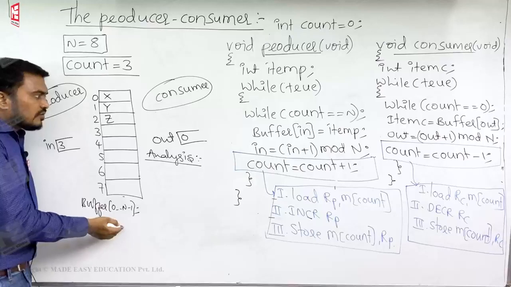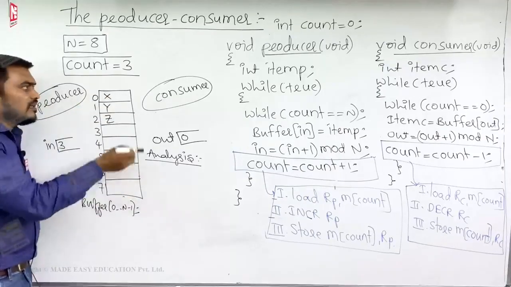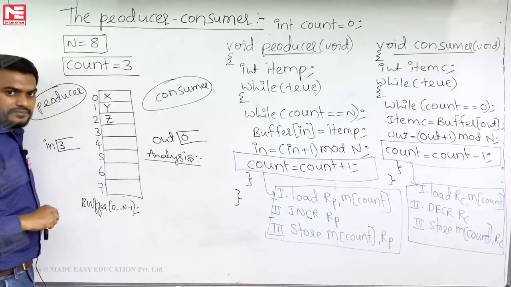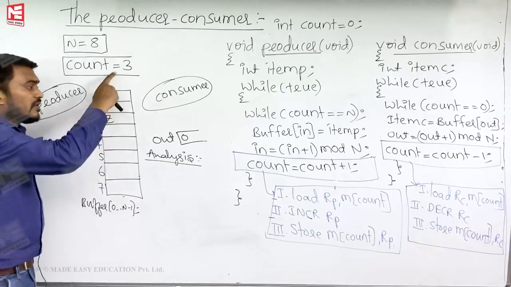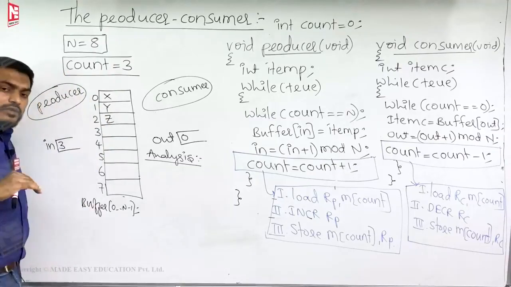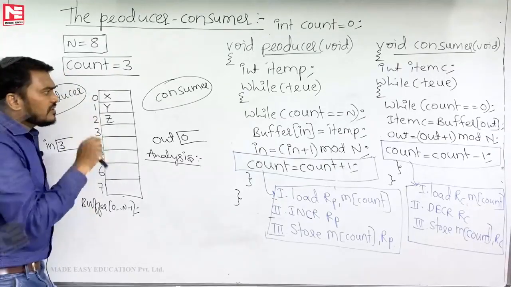Now according to the present scenario in the buffer, what is the count value? 3. Because in the count, how many items are there? 3 items. Count value is 3 because in the buffer we are having 3 items present. So that is the reason the count value is 3. So now remember, okay, now the count value is 3.